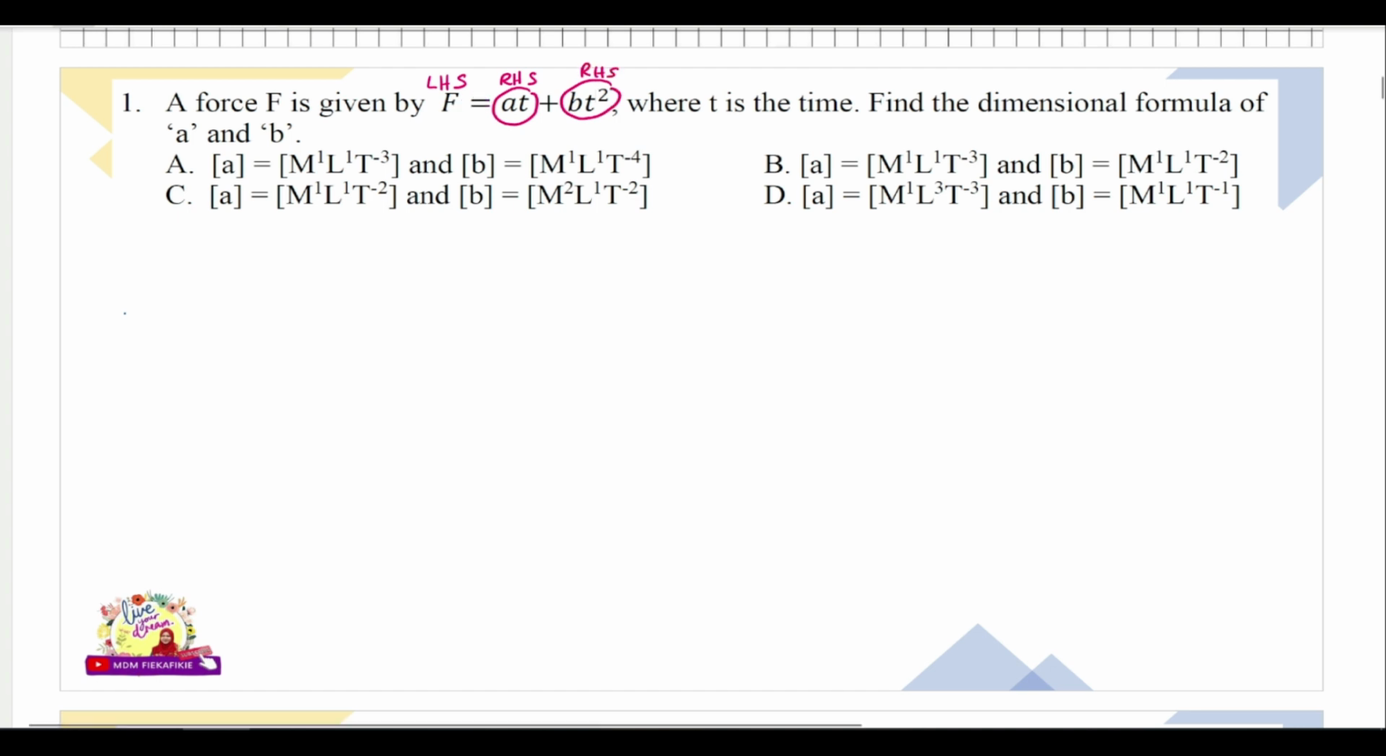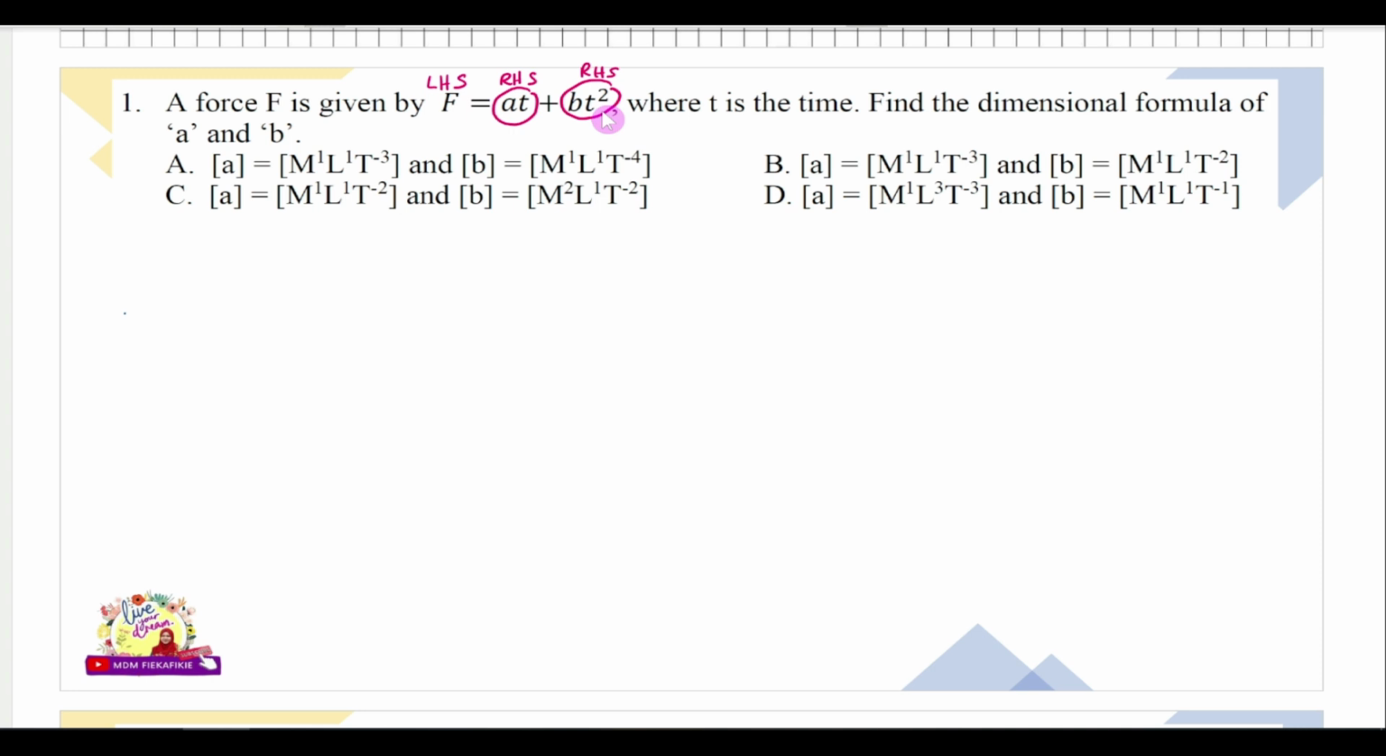Okay, so AT plus BT squared kita tak boleh selesaikan dia punya dimension, kita tak boleh nak tambahkan. Okay, so kita boleh samakan. Dimension of the left hand side must be equal to the dimension of the right hand side. So dimension F equal to dimension AT, dimension F is equal to dimension BT squared. Okay, so this is a homogeneous equation. Now let's start the solution.